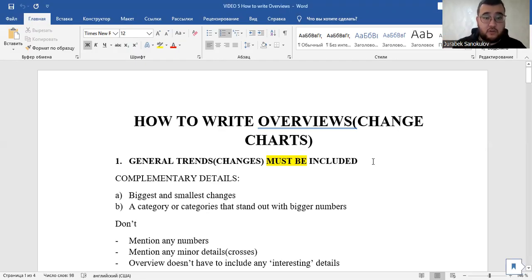General trends basically refer to general changes of the categories, right? Without including general changes, you're not going to get a very good score in task achievement. Let's just say 7 or higher, because band descriptors literally say includes a clear overview of the main trends. So main trends basically refer to general trends. So now I'm going to explain what general trends mean, right?